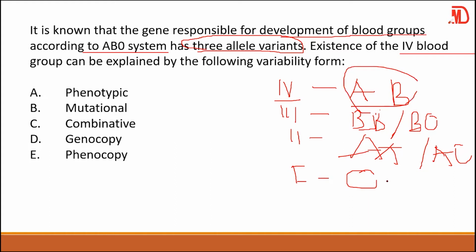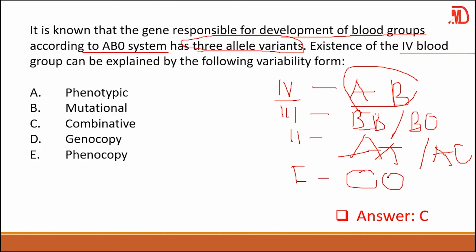Of course, blood group O means it is OO. Both are recessive, so of course it will start prevailing, because both of them are recessive. So it will start showing. So this is type 4 variability, sorry, combinative type of variability. So your answer is C. Now, we'll talk about genotype and phenotype.